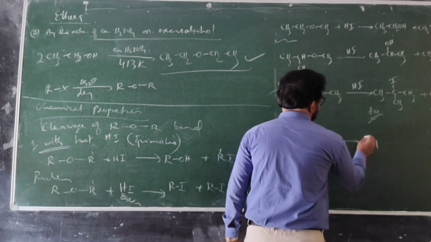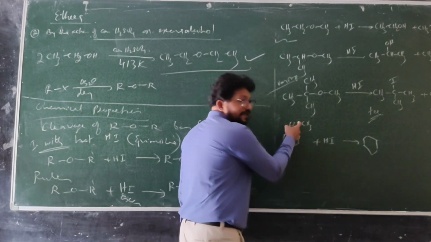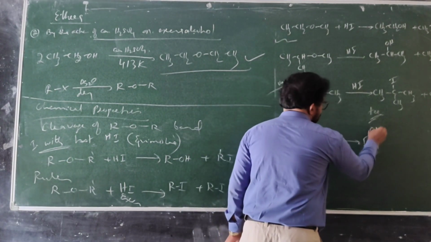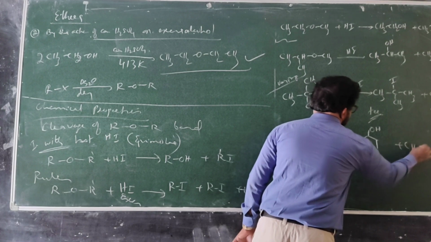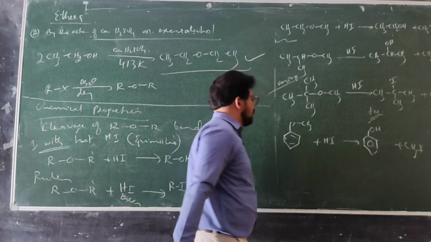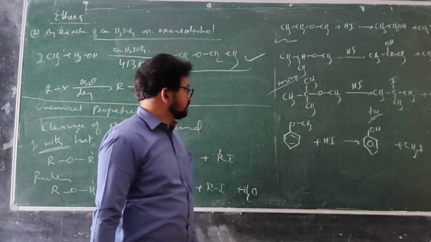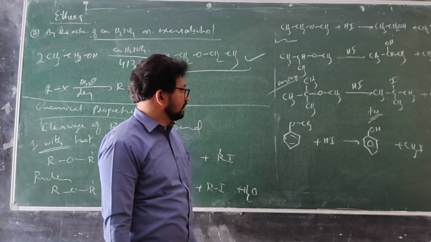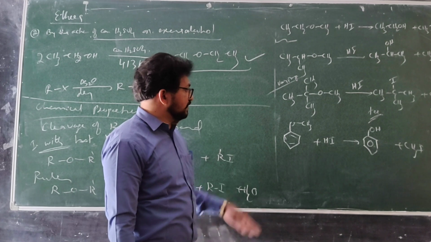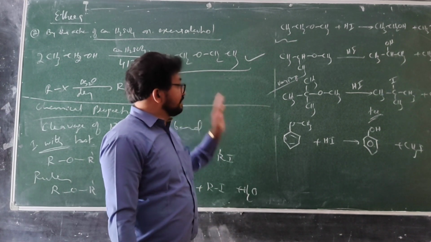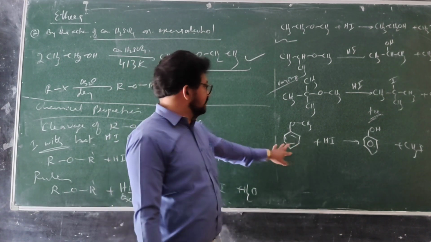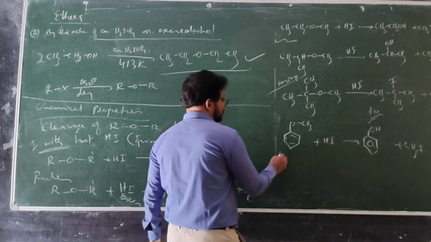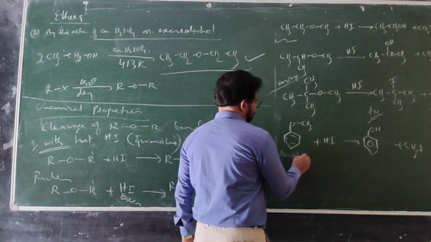You should get phenol. You cannot break here, you have to break here. So the product is phenol plus CH3I. Is it okay? So whenever equimolar is there, you should note these points. This compound is called anisole. This is a well-known ether.